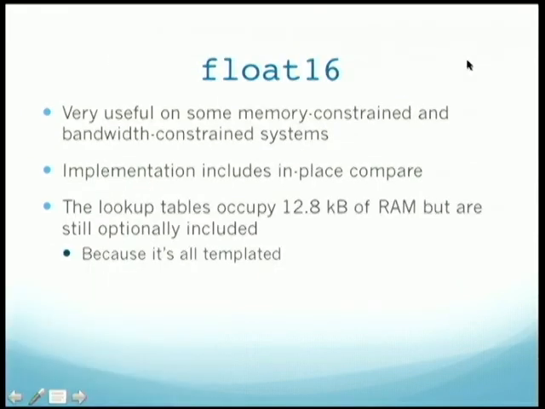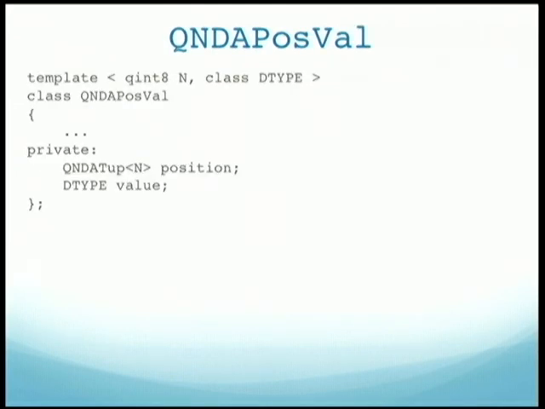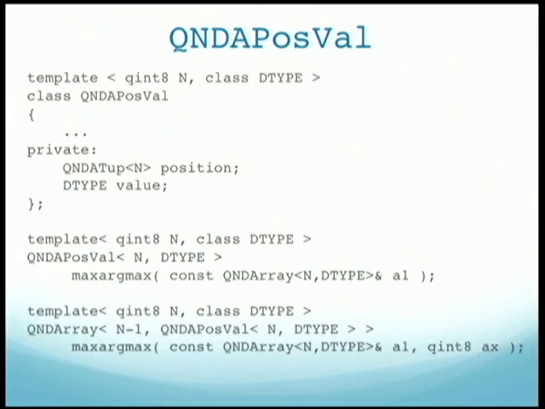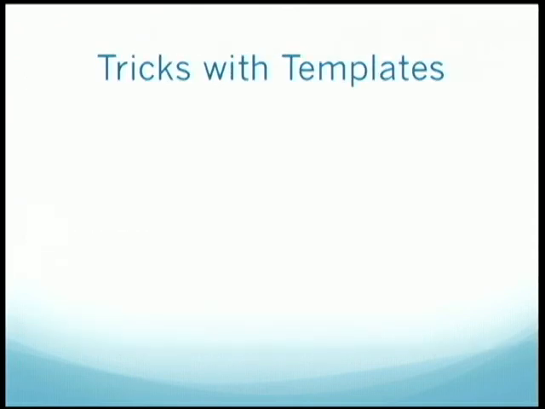Float16, I implemented a float16 type, which is useful for the bandwidth and memory constrained systems that I work on. There's a position value class, which is immutable. So an argmax gives you back an instance of this with the position and the value, or if you're doing it along a single axis, then it gives you an array like that.